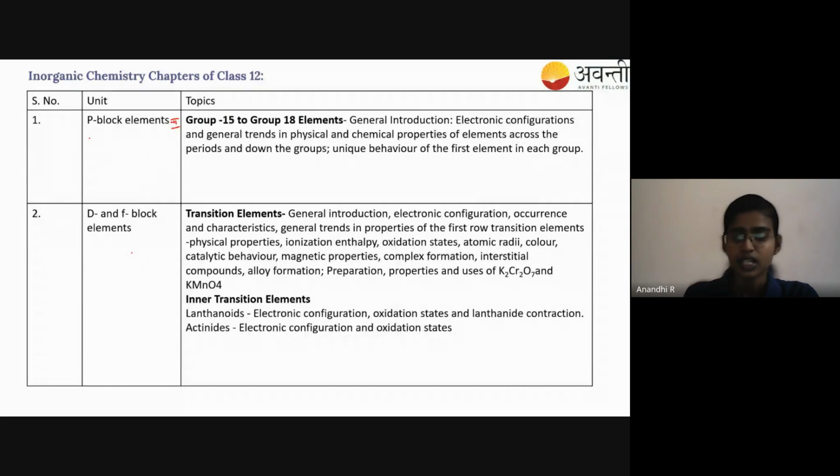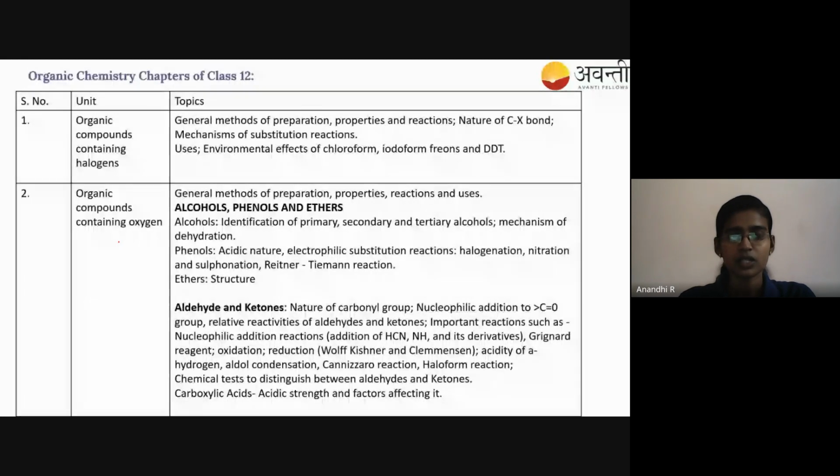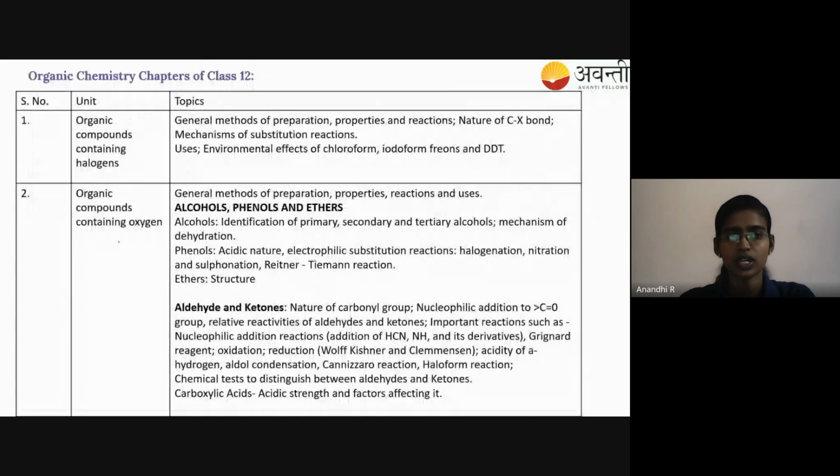And D and F block elements are there, one of the very, very important chapters under inorganic again. And coordination compounds are also very important. Some theories will be discussed there. Since you are all from class 11, I'm not going into detail on the class 12 topics. Coming to organic, in inorganic we have 3 and physical we have 3. Now the first lesson under organic is organic compounds containing halogen. What are halogens? Fluorine, chlorine, bromine, iodine. They are halogens, no?